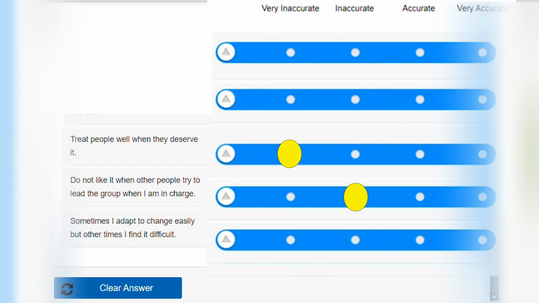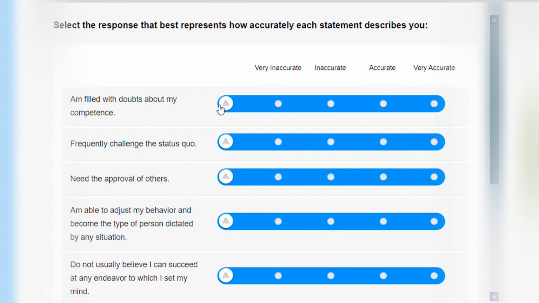Sometimes I adapt to change easily, but other times I find it difficult. Inaccurate, you should give a picture and an idea that you are open to change and you adapt to change very easily. I'm filled with doubts about my competence. Inaccurate. Frequently challenge the status quo. Very accurate or accurate. Need the approval of others. Inaccurate, you don't need to wait for others to approve your actions, right? There's something that you think is the right thing to do, you can just take that action.